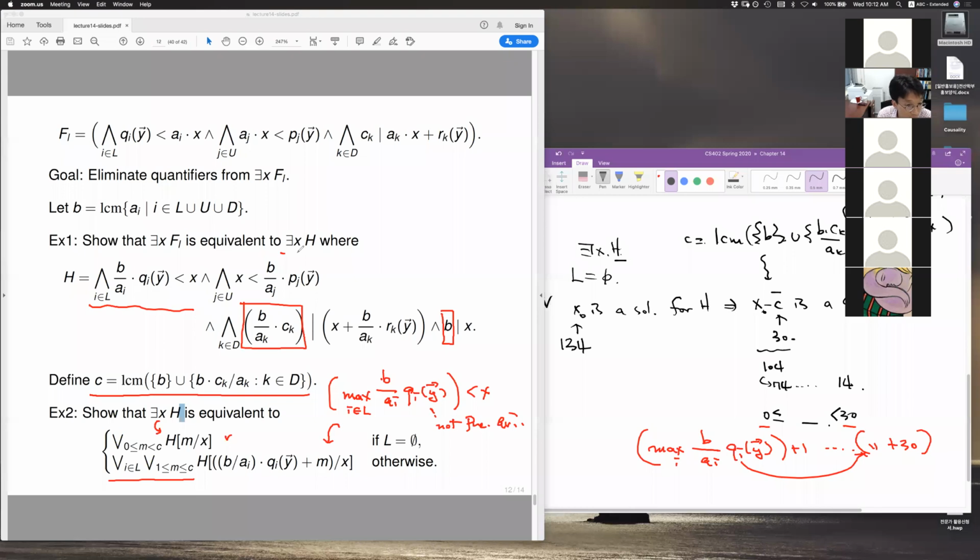And then the last step is that if H has a solution, then the solution should be within a certain finite range. So using that fact, we can get rid of this existential quantification. Okay.